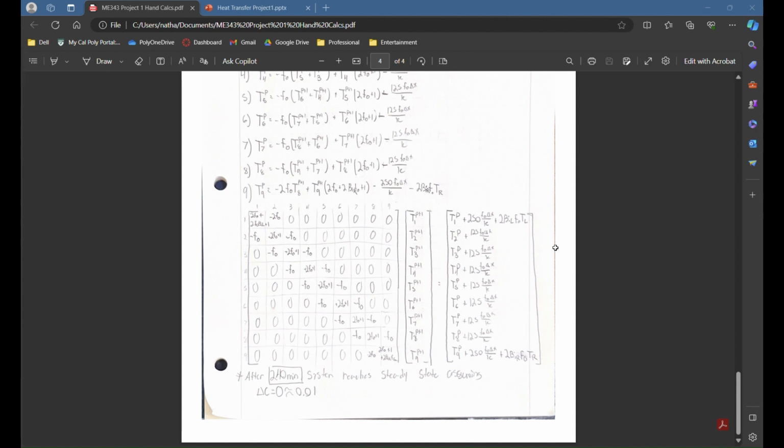Get this matrix, invert it, and then multiply it by these C values right here, and then it cascades all across to give us this temperature distribution. We used a time step of 300 seconds. Why? I don't know, it seemed like a good number, and it didn't give us too long of an answer before steady state, because we found steady state to be around 240 minutes.